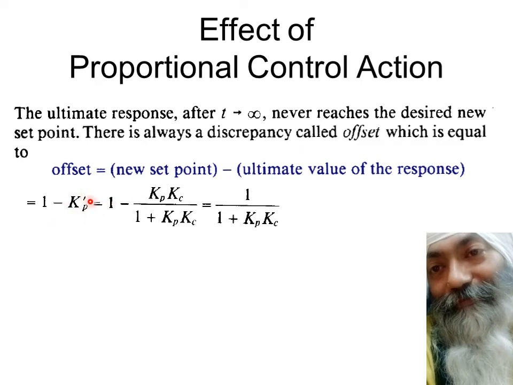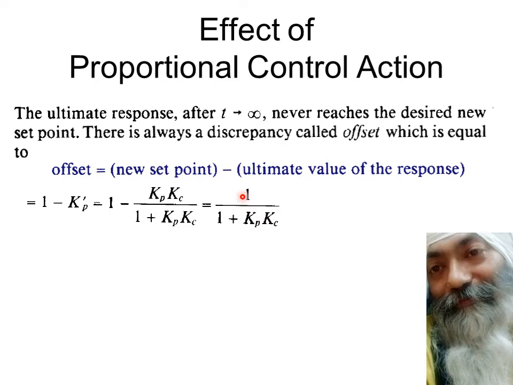I put the value of k dash p. If you recall, the value of k dash p was nothing but Kp into Kc divided by 1 plus Kp into Kc. So when you subtract this from 1, you are left with this. This is the offset. Ideally, offset should be 0. There should not be any difference between the new set point and the ultimate value. Ideally, this should be 0. This is not 0, but there is some point to be noted. Had there been no proportional action at all, the uncontrolled case, put Kc equal to 0. In that case, the offset is 1.